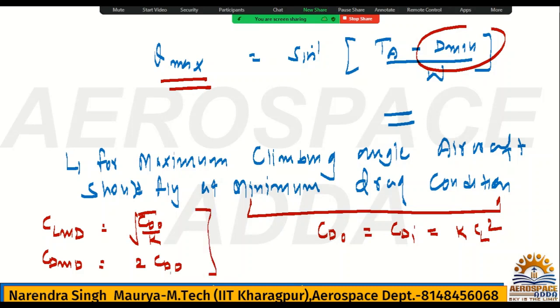So whenever the aircraft will fly, if they ask for the maximum climbing angle, immediately you have to use the concept of minimum drag condition. They will give you the drag polar, you calculate C_L and C_D at minimum drag for further calculation. Whatever is required, you do. What is the needful thing? You do it. All right. This is very important. Now, one question we need to solve, so it will be easy for you. Go for next topic.